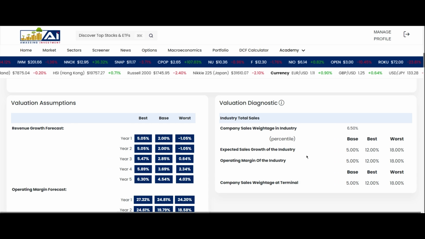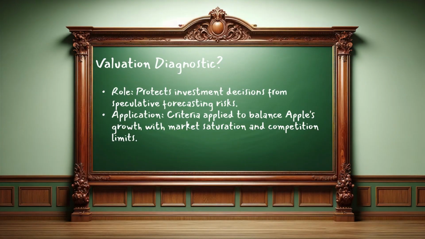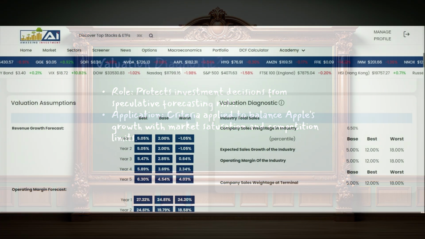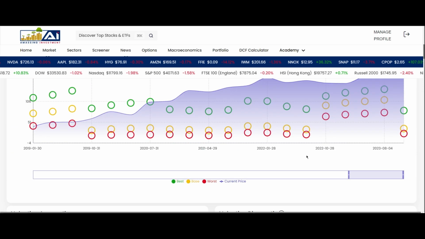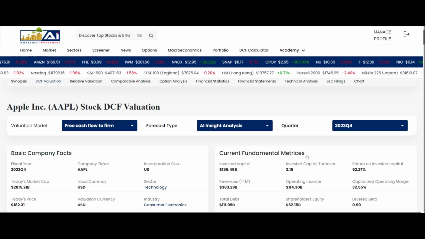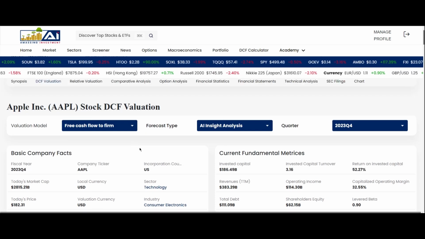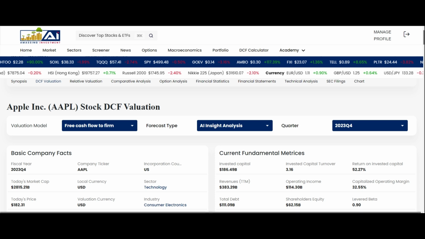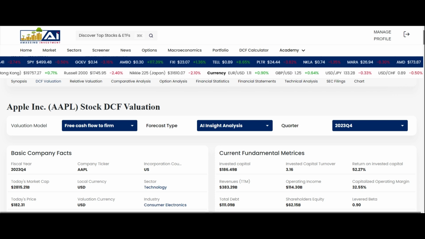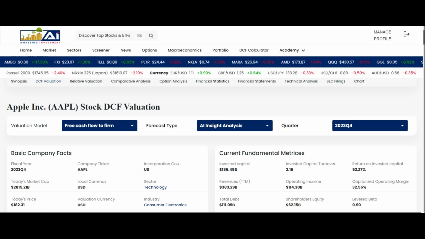Why is this important? Because it safeguards your investment decisions against the pitfalls of speculative forecasting. By applying these criteria, we ensure that our valuation reflects a balance between Apple's growth prospects and the inherent limitations of market saturation and competitive pressures. And that concludes our walkthrough of the Apple's DCF valuation using the FCFF model. Through this detailed examination, we aim to empower you with the knowledge to understand the intrinsic value of companies like Apple. Remember, fundamental investing is all about making informed decisions, and we're here to provide the insights you need.